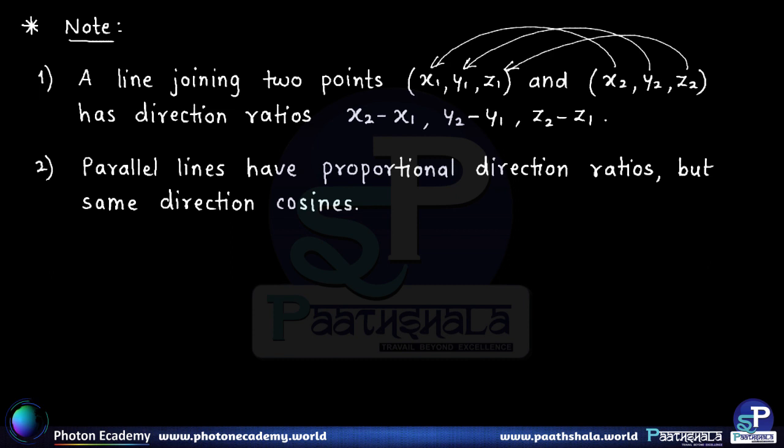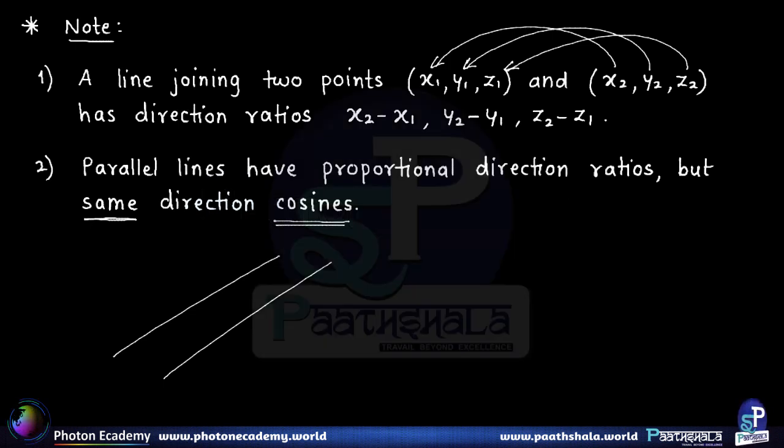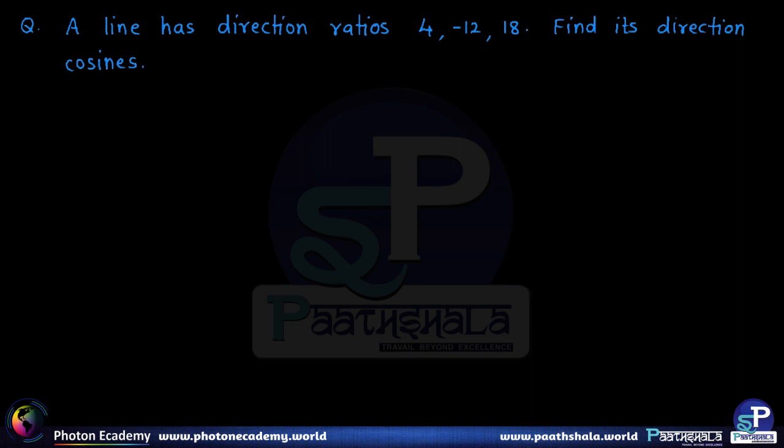Right? And the second point is, parallel lines have proportional direction ratios but the same direction cosines. And this also immediately follows from what we know, that is, direction cosines are unique, so they must be the same if two lines are parallel, but their direction ratios could be different, but they have to be proportional. Alright, so now let us solve few sums based on direction cosines and direction ratios.